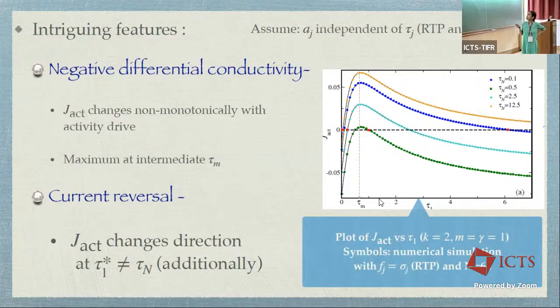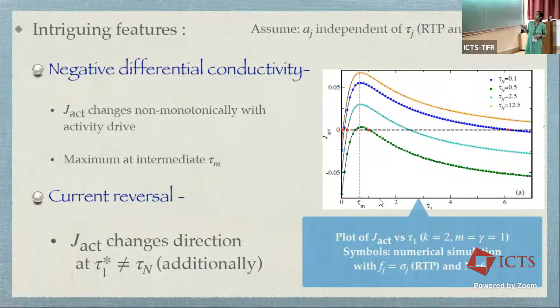So here, at this point, there is a finite drive. The drive did not change direction, but the current changes direction. So that is kind of surprising. And this is a clear signature of activity of the system.